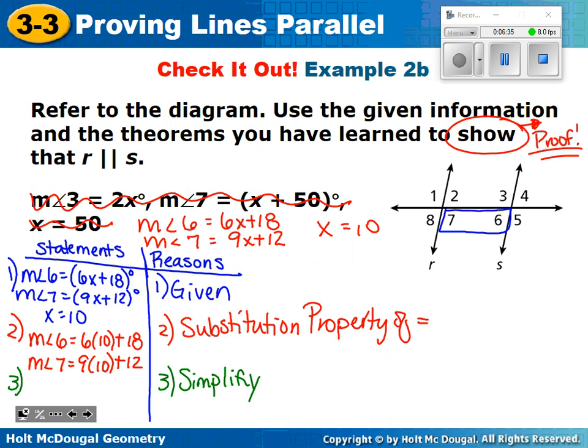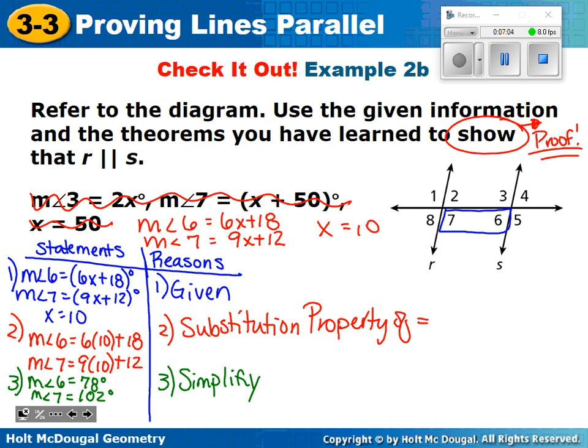So you could either just do the 6 times 10 and the 9 times 10 and then do another simplify where you add, or you can do it all at once and say the measure of angle 6 is equal to 78 degrees. And then the measure of angle 7 is equal to 102 degrees. And we just multiplied and added there using our simplify.